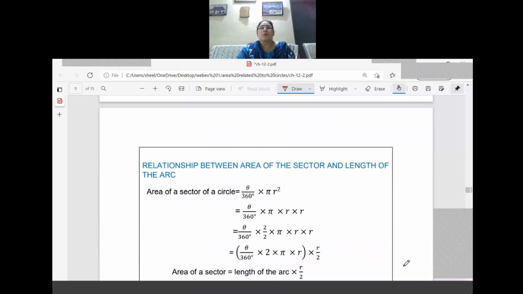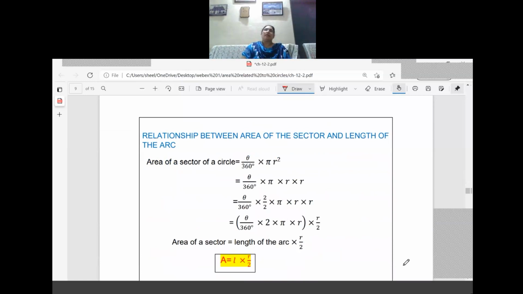Okay. One more important formula we have to learn here, that is the relationship between area of the sector and the length of the arc. In some questions, the area of the sector will be given, and then they will ask the length of the arc. So let us see what is the relation between area of the sector and length of the arc. We start with the area of the sector only.